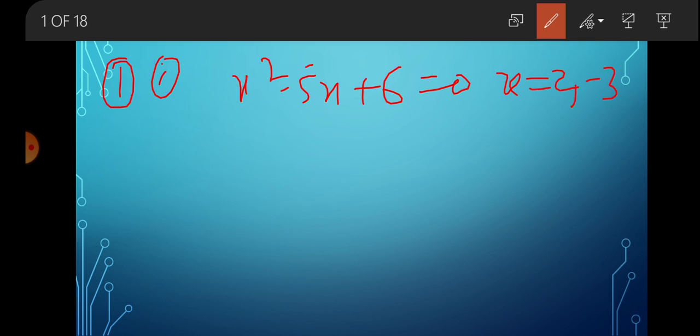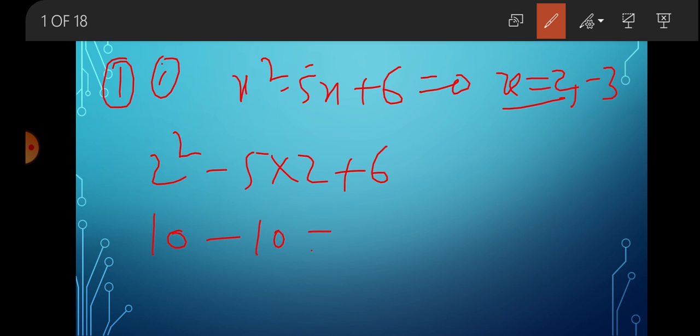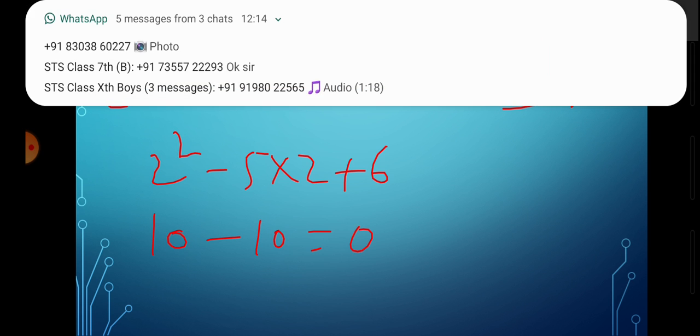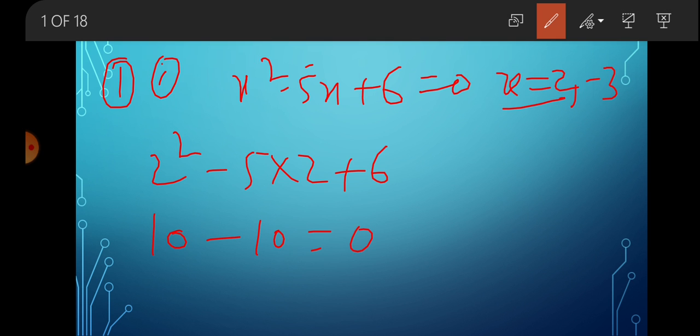So पहले हम x is equal to 2 put करेंगे. So 2 square minus 5 into 2 plus 6. So 2 2s are 4, 4 plus 6 becomes 10, minus 10, so it will become 0. So now you can see that when I have substituted x is equal to 2 in this particular equation, the equation becomes 0, which means x is equal to 2 is a root of the equation.